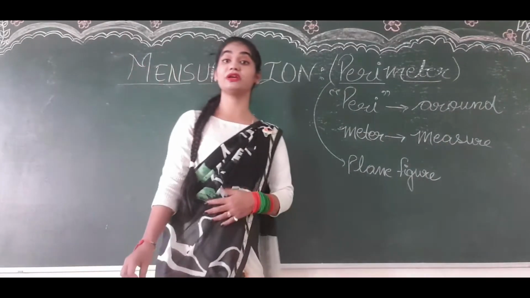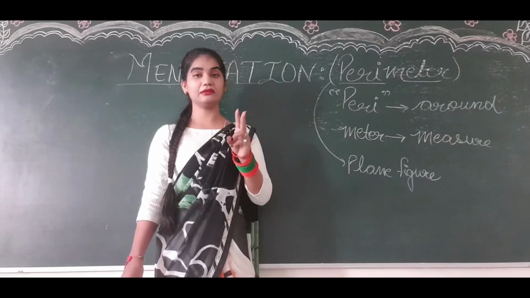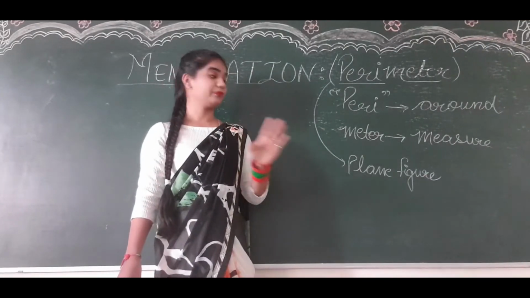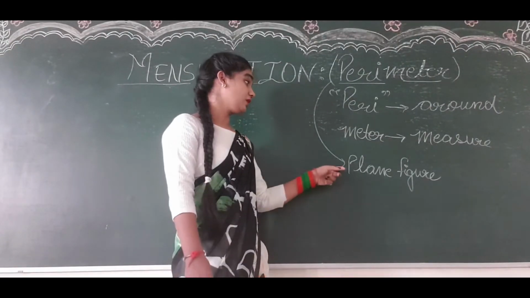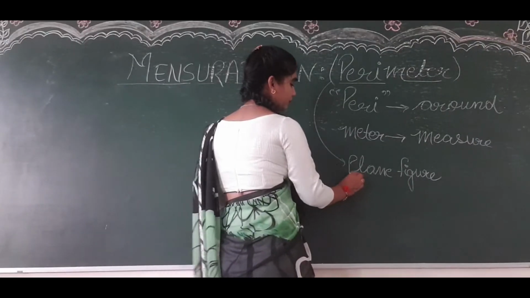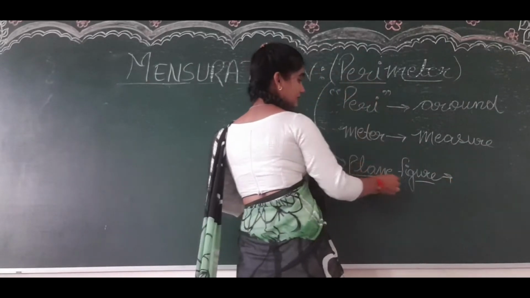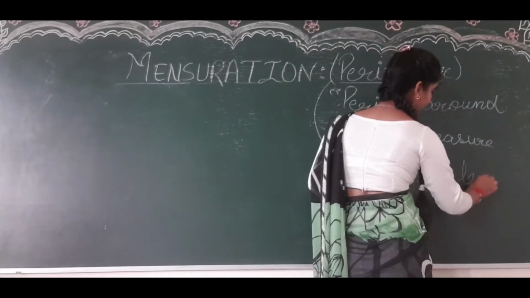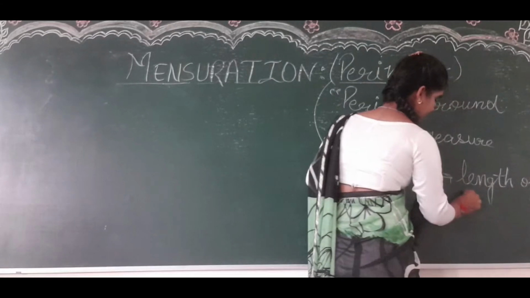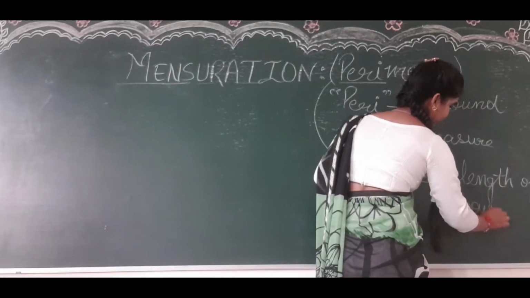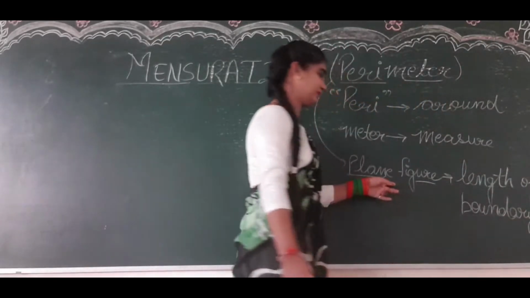What do you mean by plane figure? Figure having only two dimensions. Two dimensions means length, breadth. Or in a circle it will only consist of radius. It will consist of plane figures. Then perimeter is length of boundary. Length of boundary of plane figures.